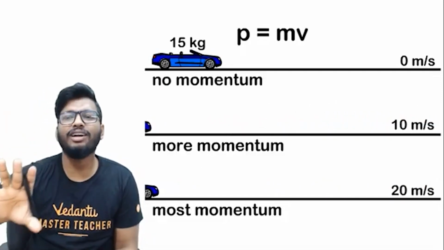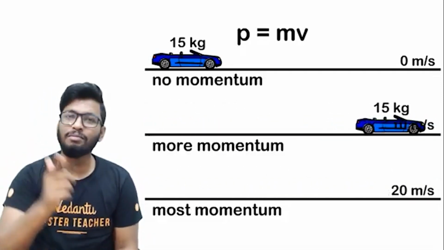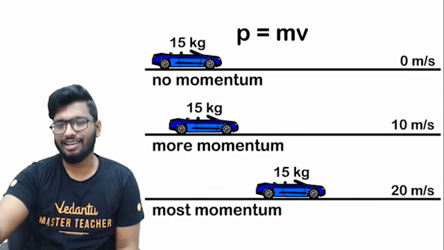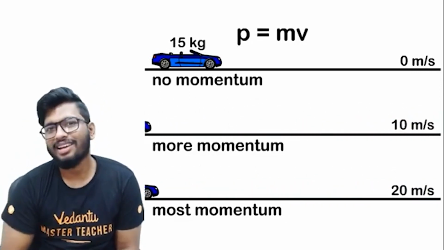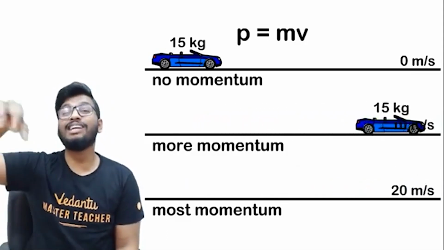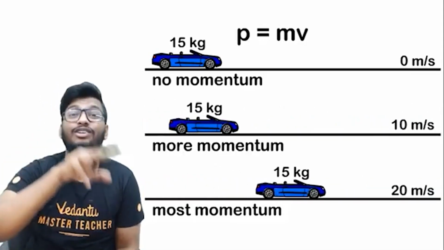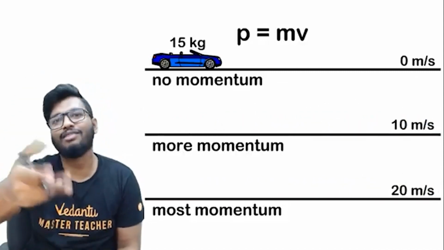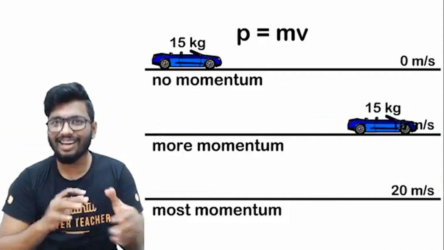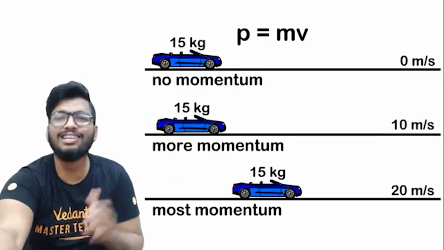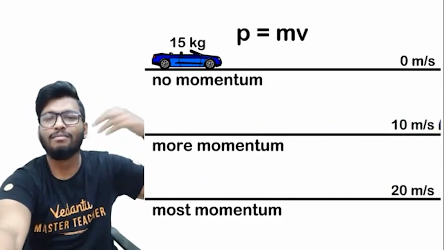Let's say the car is moving at 10 meter per second. Then the momentum would be what? 15 into 10, which is 150 kg meter per second, which means that it has greater momentum. Let's say the velocity of the body is 20 meter per second. So what will be the momentum then? 20 into 15, which is far greater than 150. So it's very clear that the greater the velocity, the greater the momentum as well. It's directly proportional. If the velocity is more, momentum is also more.